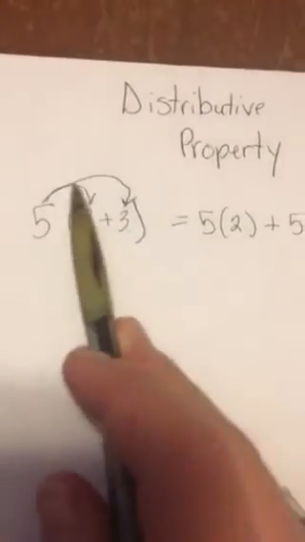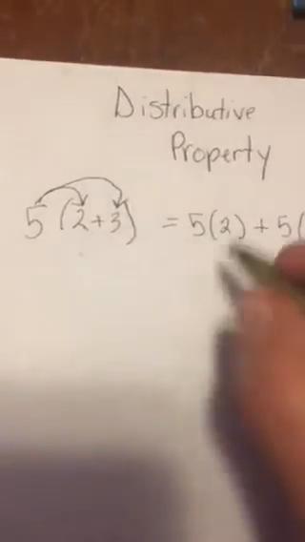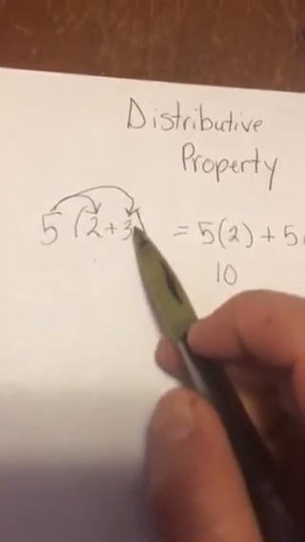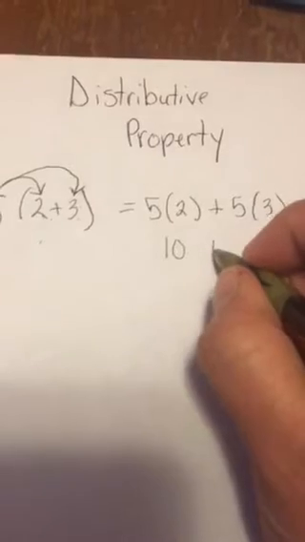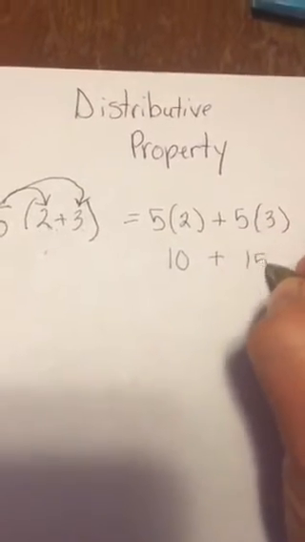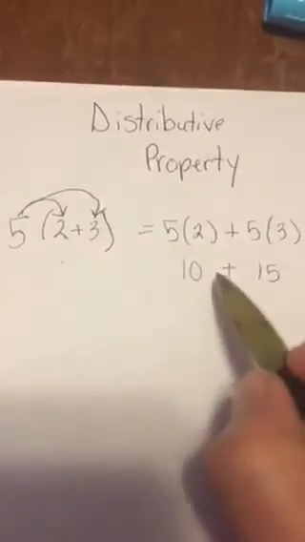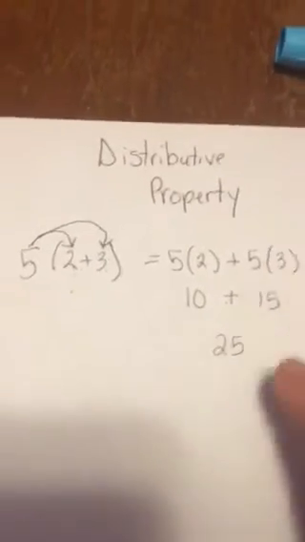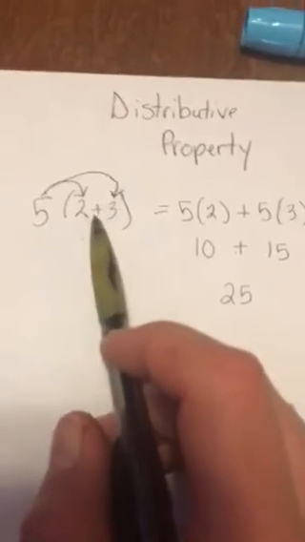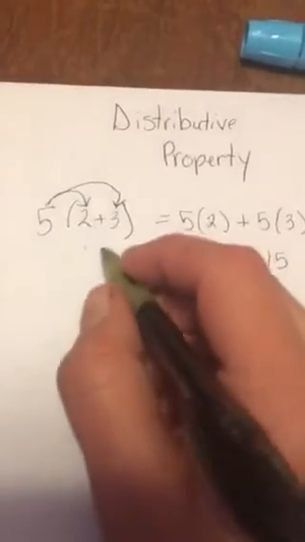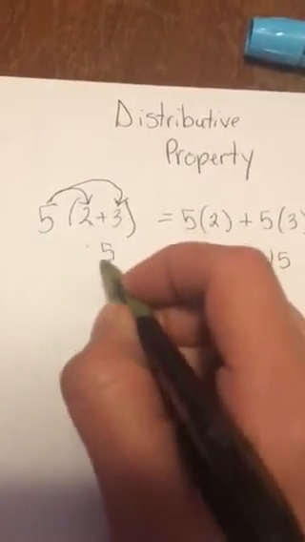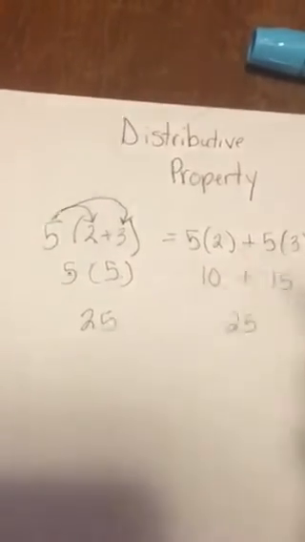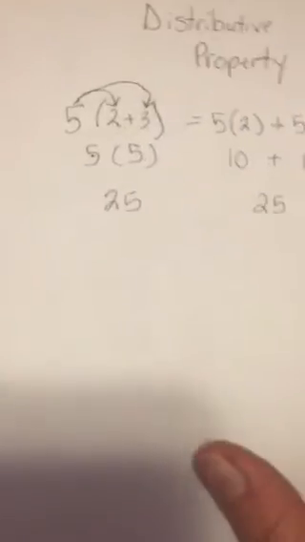So if we take 5 times 2, we get 10, and 5 times 3, we get 15. And if we add them together, we should get the same answer as if we did the parentheses first. 2 plus 3 is 5. 5 times 5 is 25. Okay, that's the distributive property.